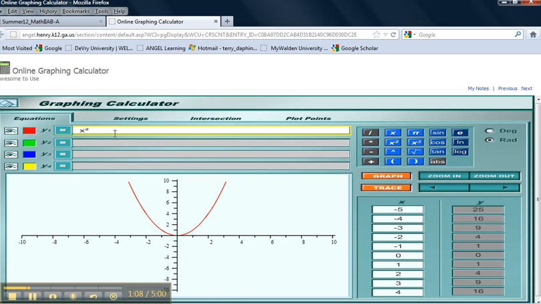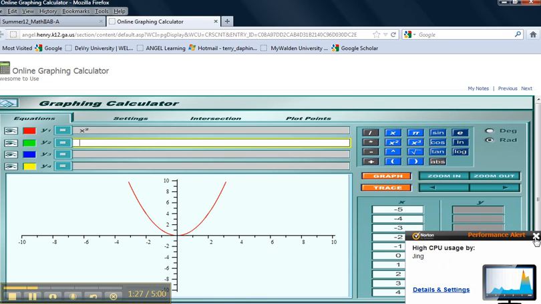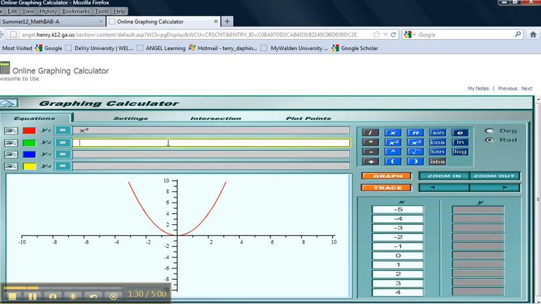Let's go with x squared plus 3. What will this do to the graph? It's going to shift it up 3 units. Okay, let's go back, and something else you can do. I'm going to leave x squared here so that my parent graph will stay, and I'm going to go to another function here. Let's look at another graph.